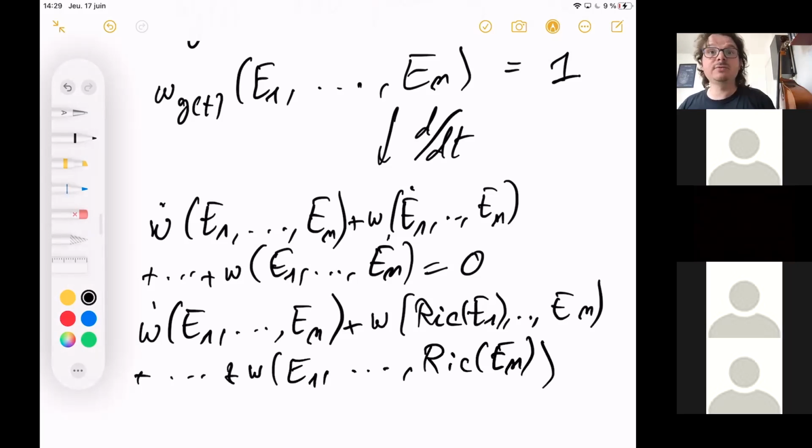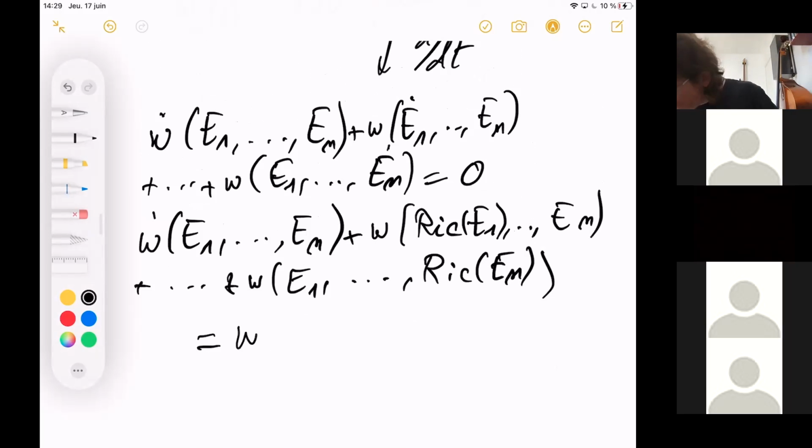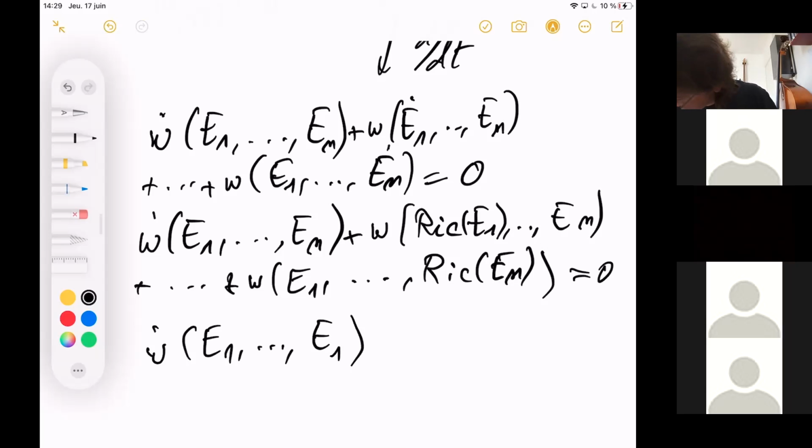And it's not complicated to see that you can either choose a diagonalizing basis for the Ricci tensor at the initial time if you want, or you can just decompose Ricci of e_1 on the e_i frame, and this will give you that omega dot of e_1 ... e_n will be equal to the scalar curvature, so the trace of the Ricci tensor of g(t), with a minus sign, times omega of e_1 ... e_n.